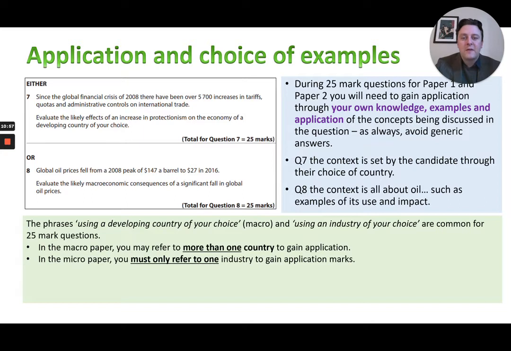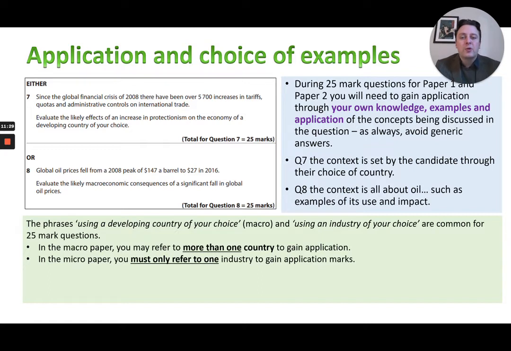Now, for me, the first thing that comes to mind is China and the American tariffs on Chinese goods. That would be a great example to use, but there are so many other examples that you can have a look at as well. I've seen a really good one about Nigeria. I saw a really good one about Mozambique as well. So definitely, it's up to you. But for me, the most obvious country to choose there would be China.